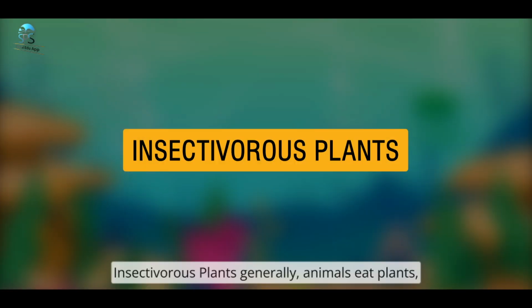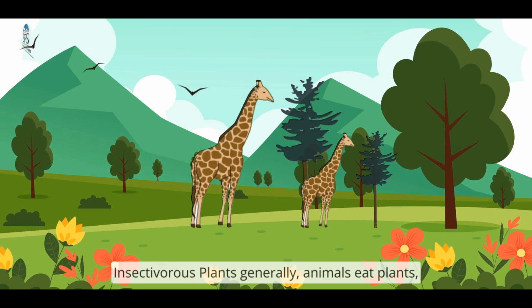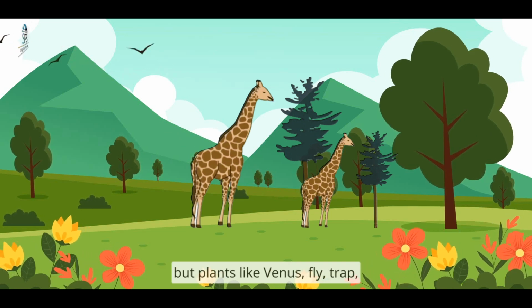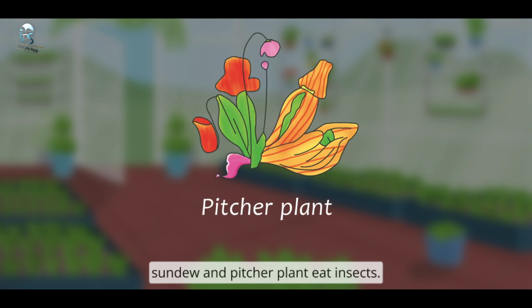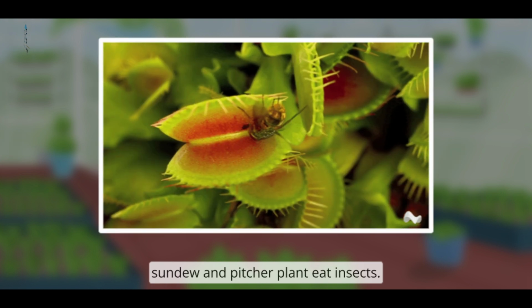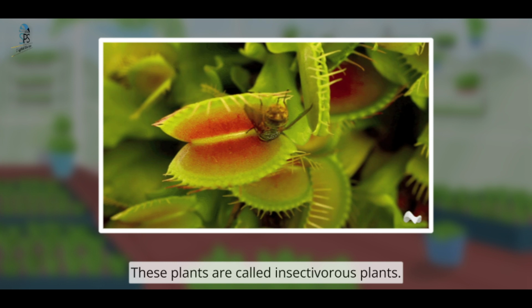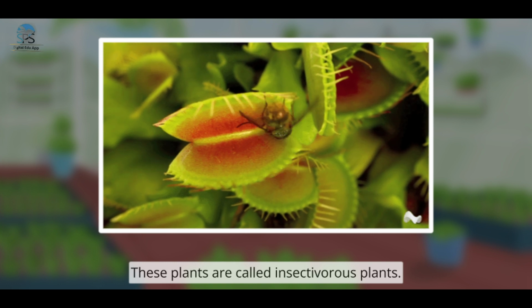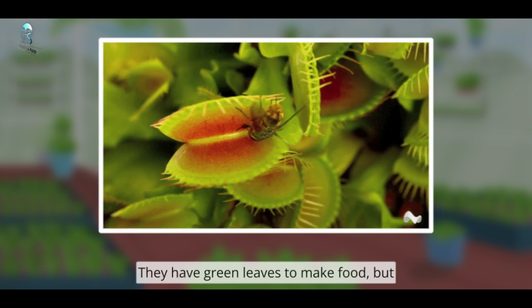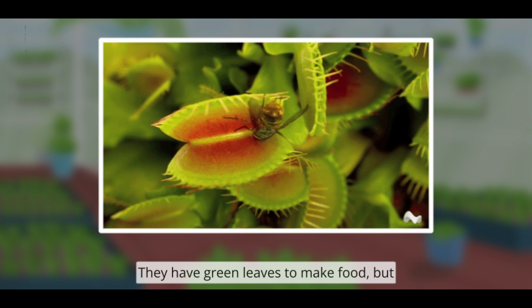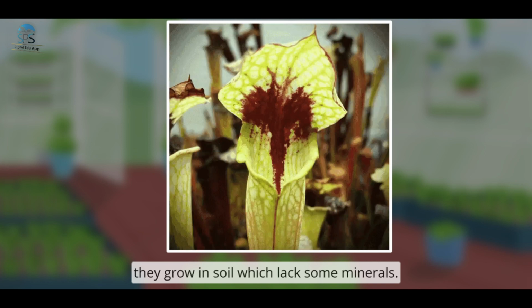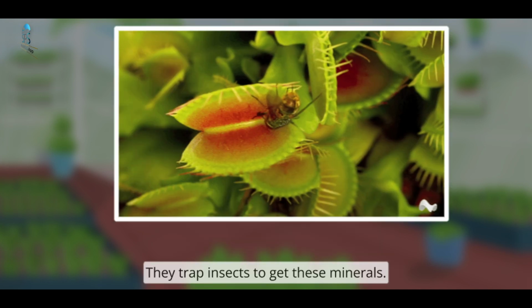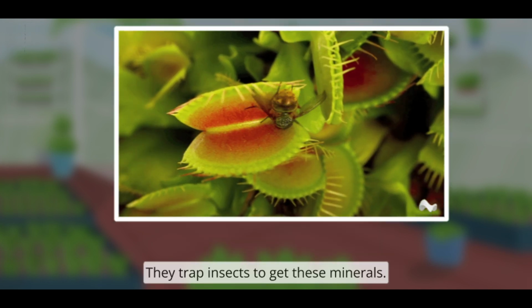Insectivorous plants. Generally, animals eat plants, but plants like Venus flytrap, sundew, and pitcher plant eat insects. These plants are called insectivorous plants. They have green leaves to make food, but they grow in soil which lacks some minerals. They trap insects to get these minerals.